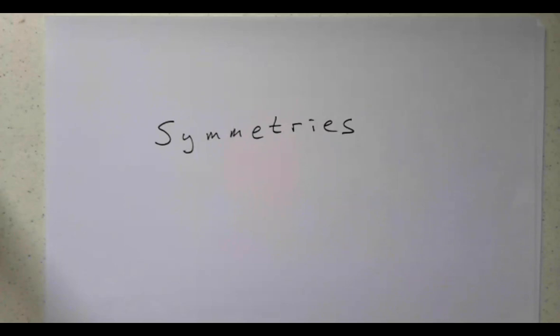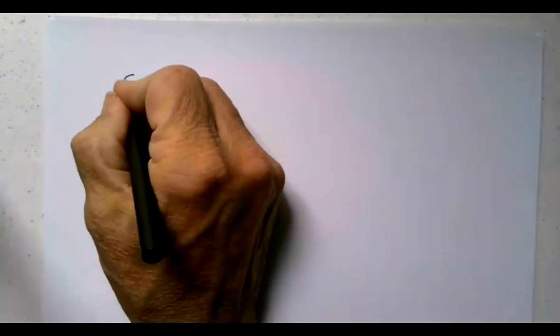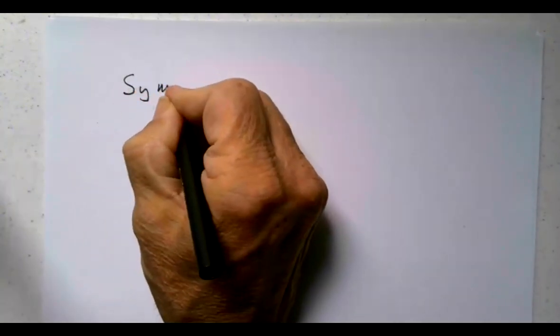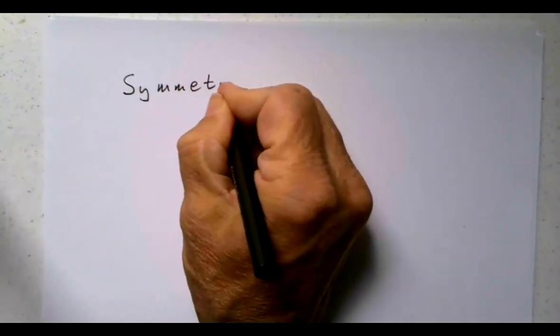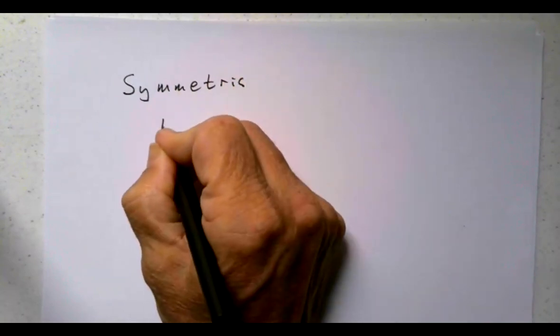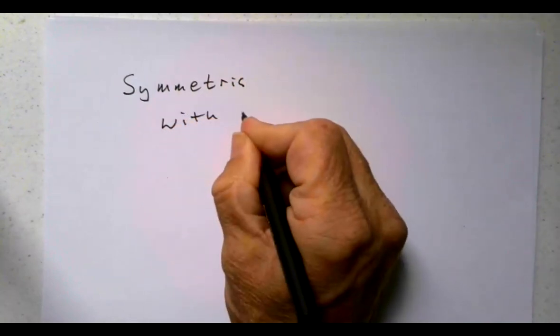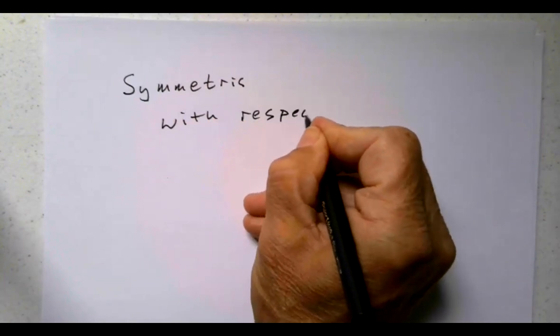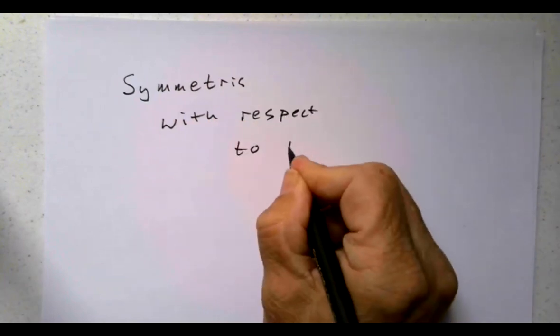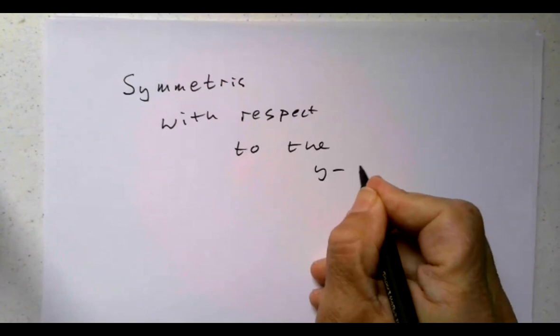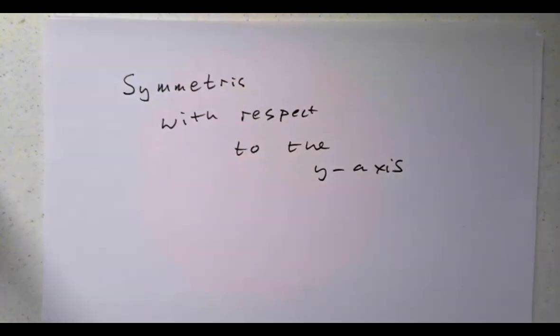This is Bob Capetta, and this lesson is on symmetries. So we're going to first talk about equations or functions that are symmetric with respect to the y-axis. So what does that mean? Let's go ahead and take a look at a picture.